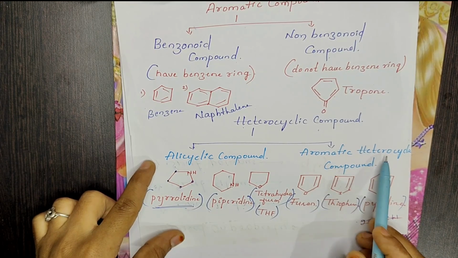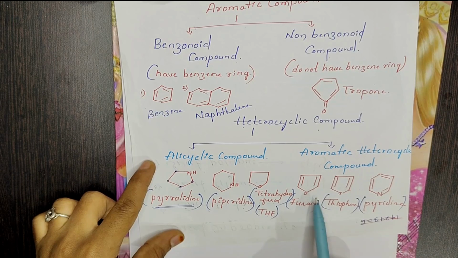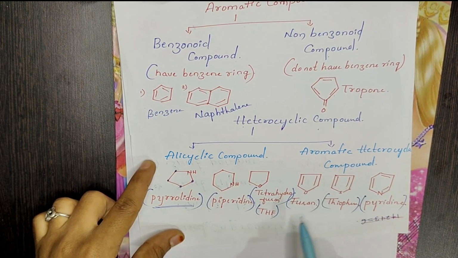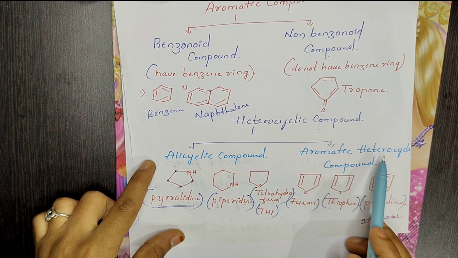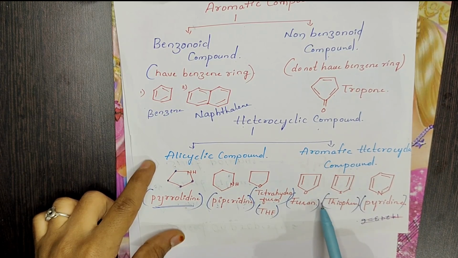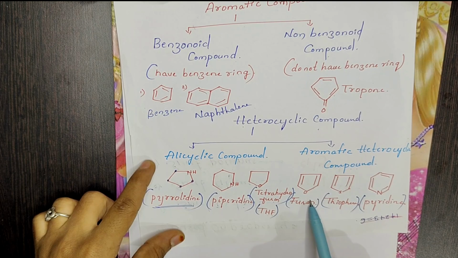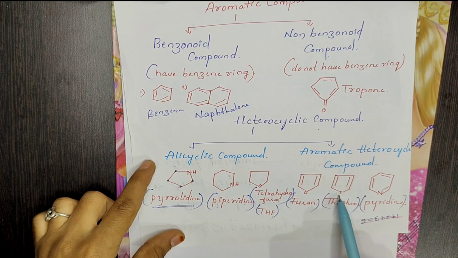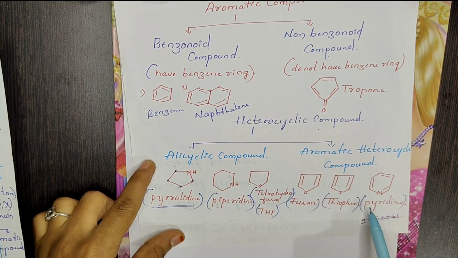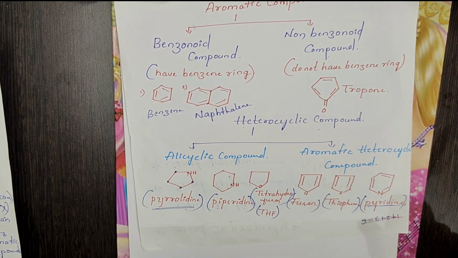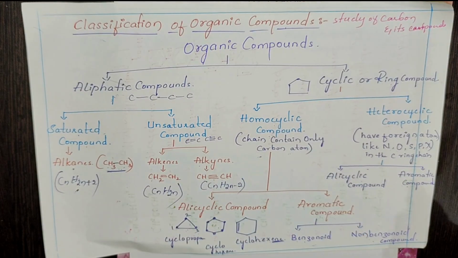Next, aromatic heterocyclic compounds. An example is furan. These are aromatic in nature; they have properties resembling the benzene ring. Therefore this is called an aromatic heterocyclic compound, and an example is furan, where one of the carbon atoms is replaced by oxygen. This is thiophene, where one of the carbon atoms is replaced by sulfur, and pyridine, where one of the carbon atoms is replaced by nitrogen. So these are the classification of organic compounds. Thank you.